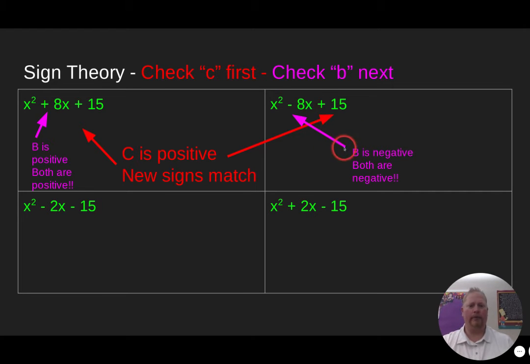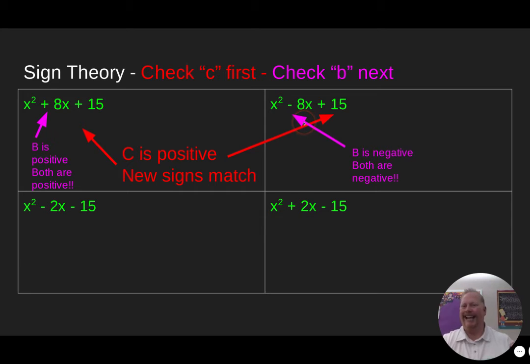Over here on the second problem, my b value is negative, and so that means the two numbers I'm looking for are both negative. So on this problem, I'm looking for what two negative numbers multiply to be 15, but add up to be negative 8.